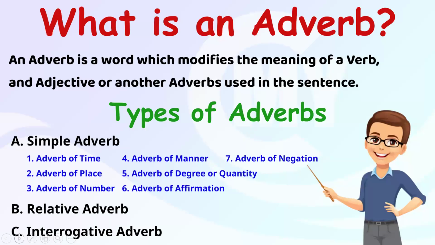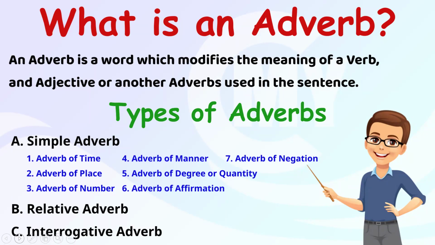An adverb is a word which modifies the meaning of a verb, an adjective, or another adverb used in the sentence. So, an adverb is a word which modifies the meaning of a verb, the meaning of an adjective, or another adverb which is used in the sentence.